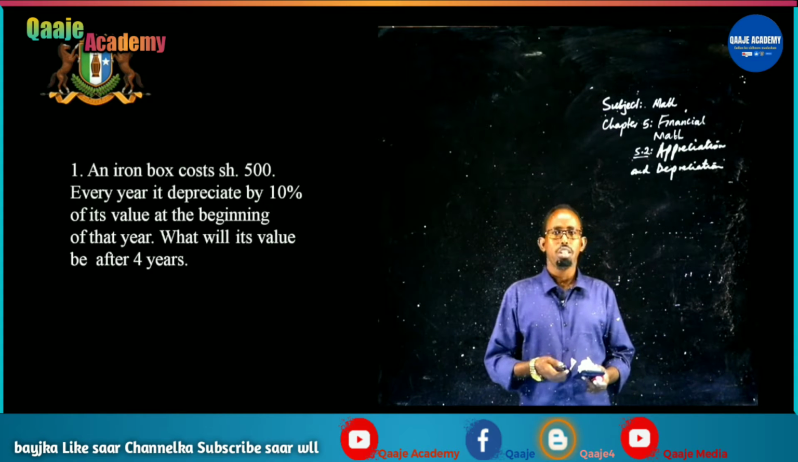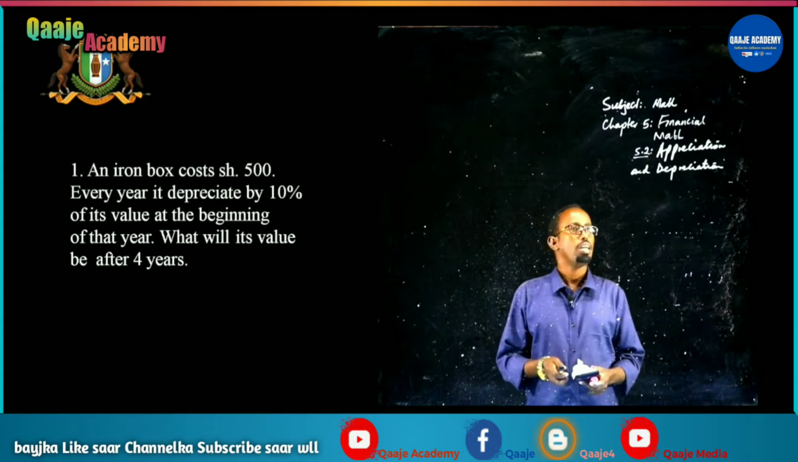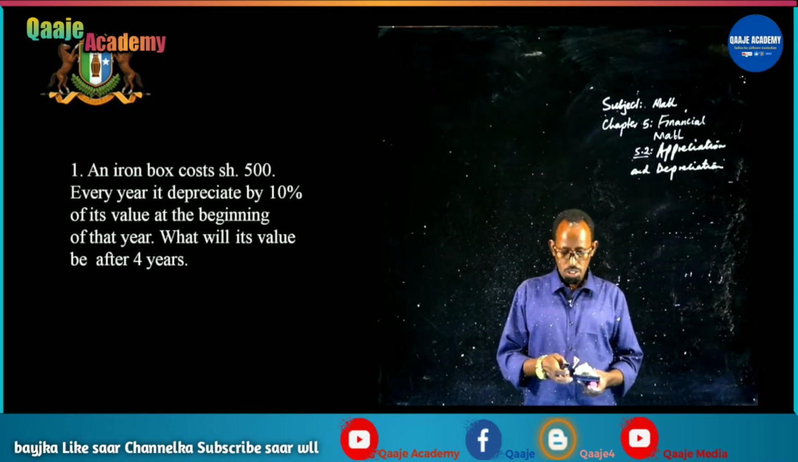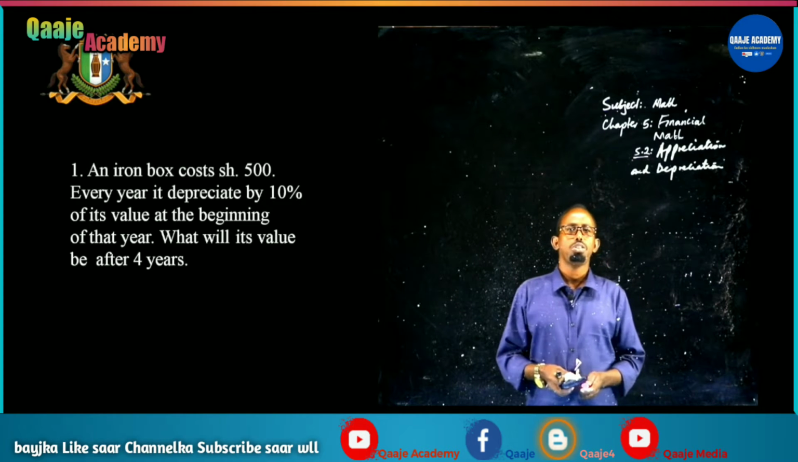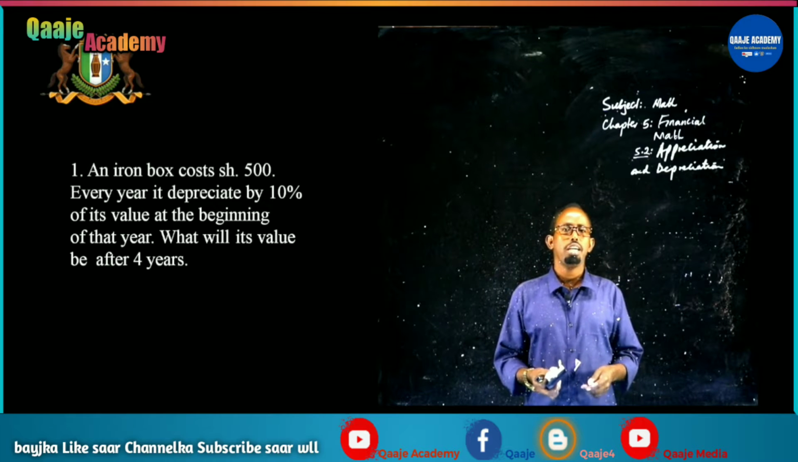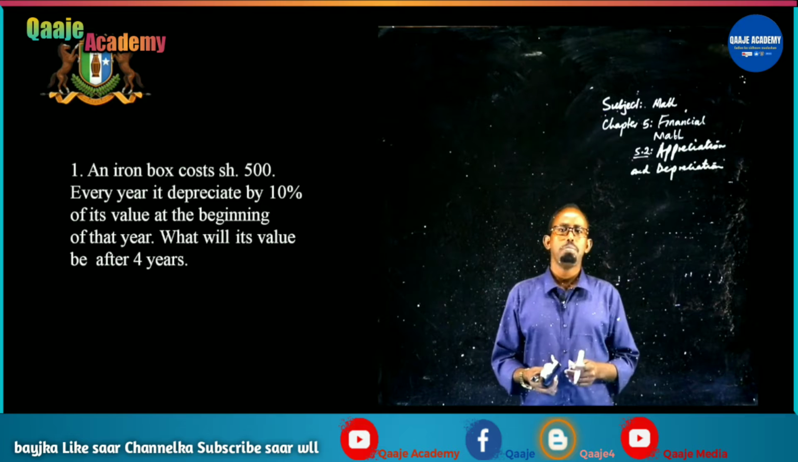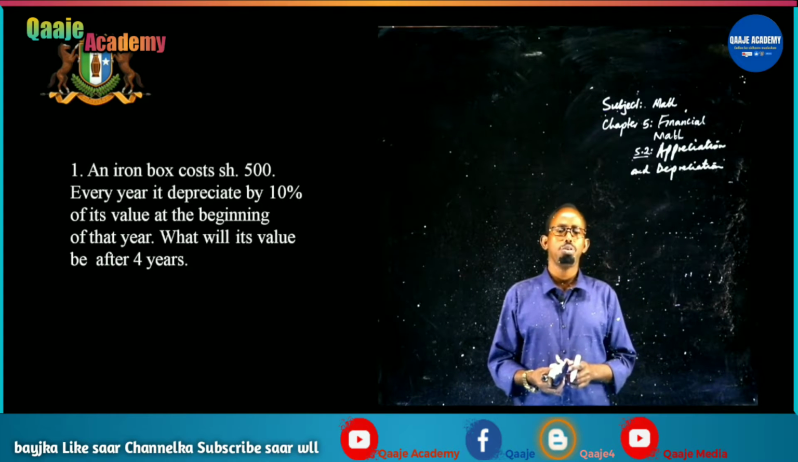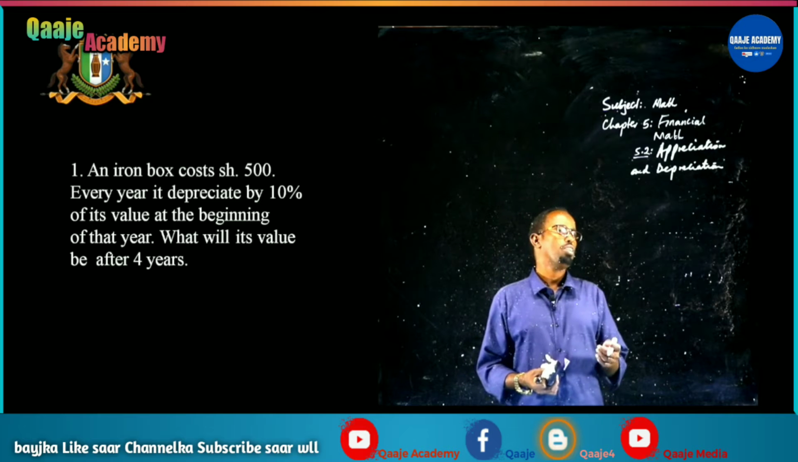Depreciations, this one I can give examples like clothes, vehicles, and so on. They depreciate in value. Now, example number one, an iron box costs $500. Every year it depreciates by 10% of its value at the beginning of that year. So what will be its value after 4 years?